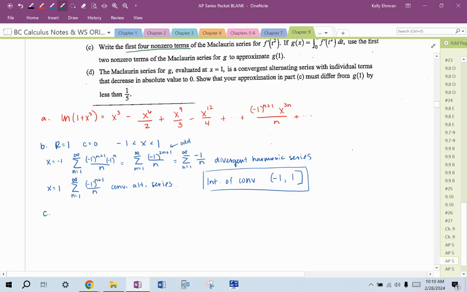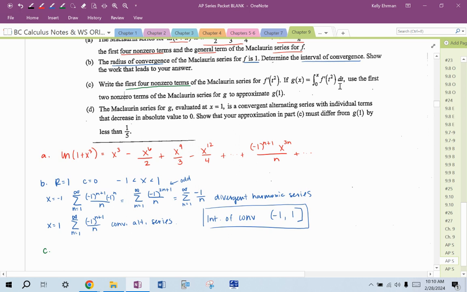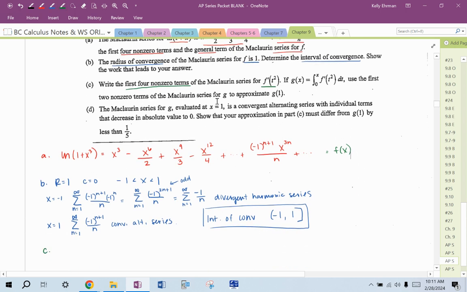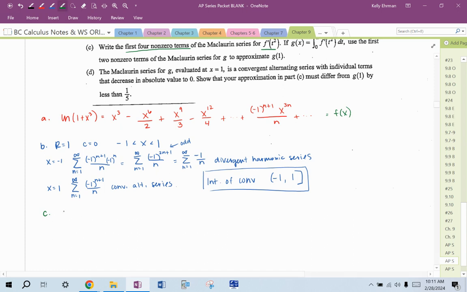All right, part C. Write the first 4 non-zero terms of the Maclaurin series for f prime of t squared. And then there's a follow-up part, but let's just do that first part first. So, all right, we have a series for f, right? What we wrote for part A, that was equal to f of x, right? So let's come up with a series for f prime to begin with, and we need 4 non-zero terms. So let's make sure that we write f prime out. So here's f of x, f prime of x, and you could write f of x again if you want to. I'm just trying to save some time.